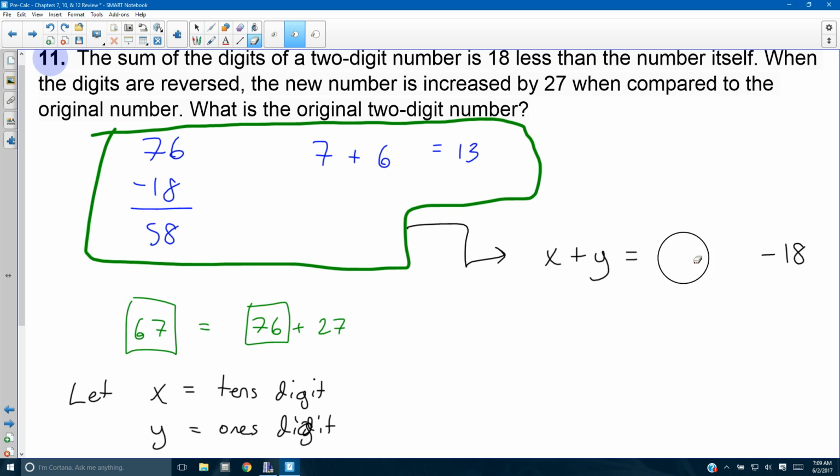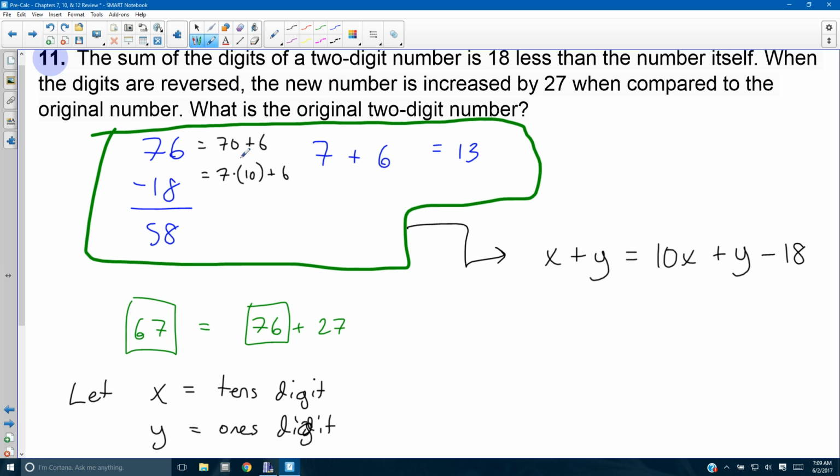So to use a tens digit, like 76, that's 70 plus 6, which is taking the digit, multiplying it by 10, plus 6. So I'm going to take x and multiply it by 10, 10x. And I'm going to add y to it. That is the original two-digit number. Take the two-digit number, subtract 18. That should match the sum of the two digits themselves.